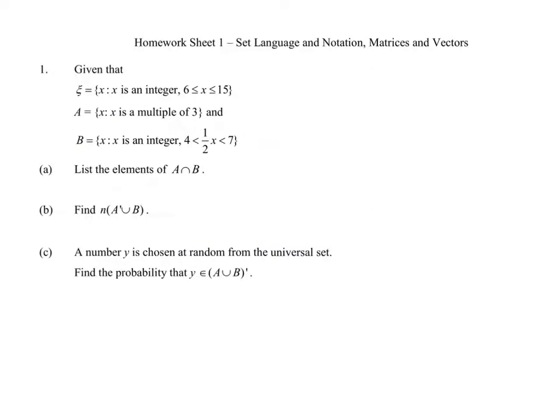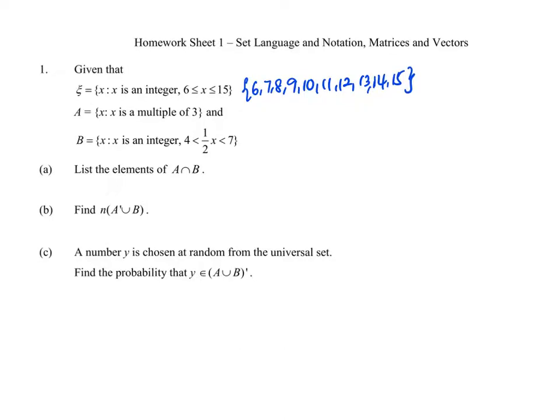Question number 1. Given that the universal set is such that x is an integer between 6 to 15 and is inclusive of 6 and 15, what we usually do is we interpret by writing down the list of numbers that your universe has: 6, 7, 8, 9, 10, 11, 12, 13, 14, and 15.